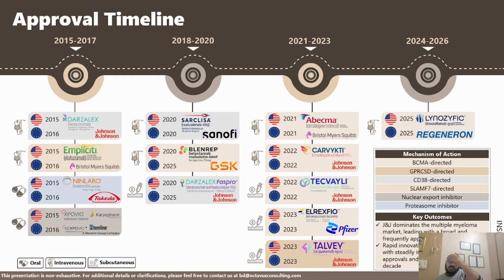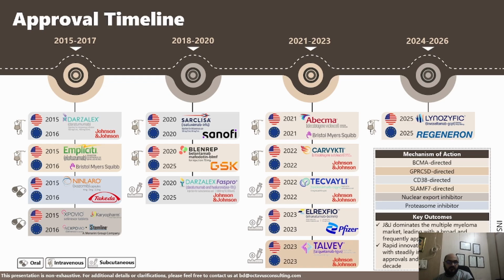You can see that these are the four products which got approved in the 2-year timeline of 2015 to 2017. 2018 to 2020 was kind of a slower period, with only three molecules approved, but these three molecules were again different in nature. Darzalex, obviously the follow-on product of the SC formulation, was approved in 2020, and I think this is a very important update.